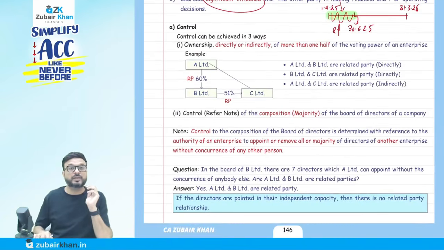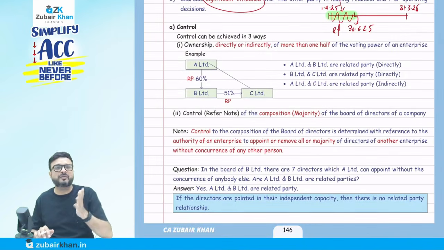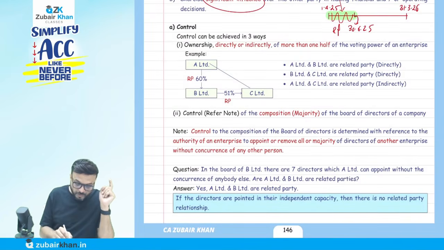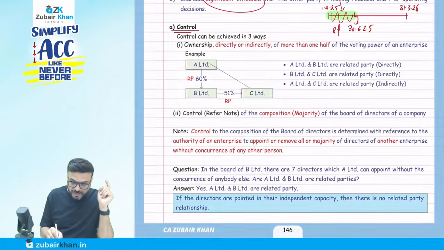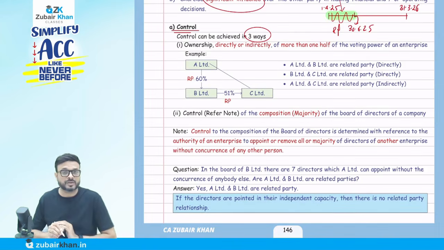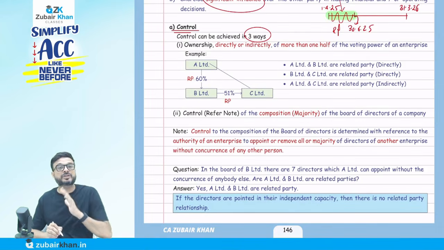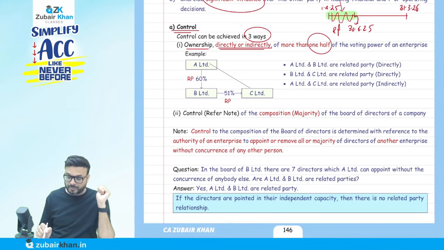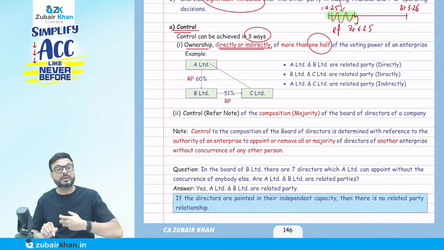So we'll discuss how we can achieve control. There are 3 ways. If any of them happens, we say that we have control over them. Now understand this point. What does control mean? Control can be achieved in 3 ways. First is the ownership, directly or indirectly, of more than half of the voting power of the enterprise. It means I am holding, directly or indirectly, more than 50% of the shares of the other company. They are related to me.